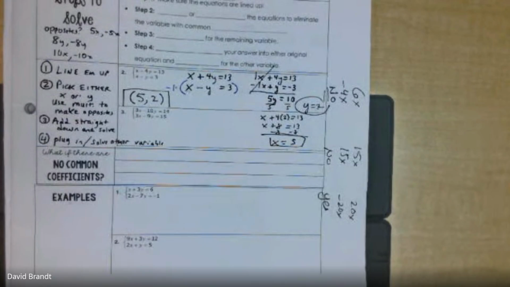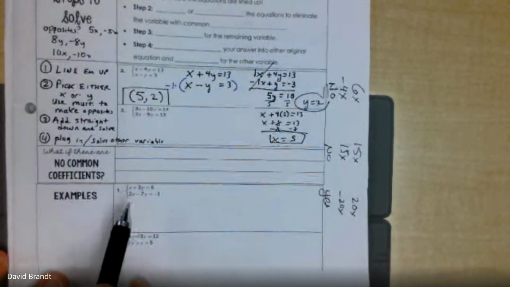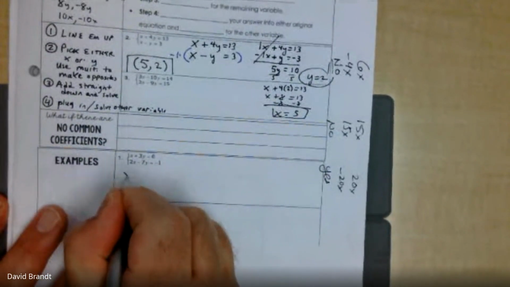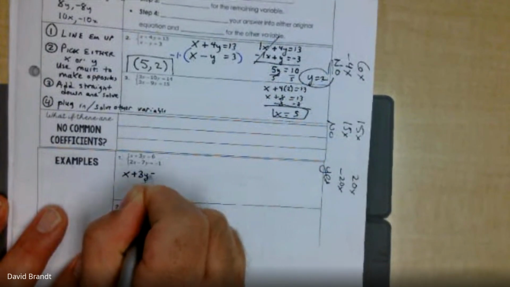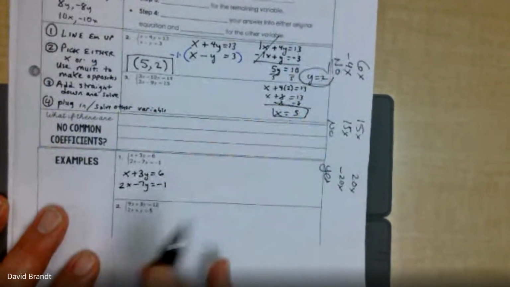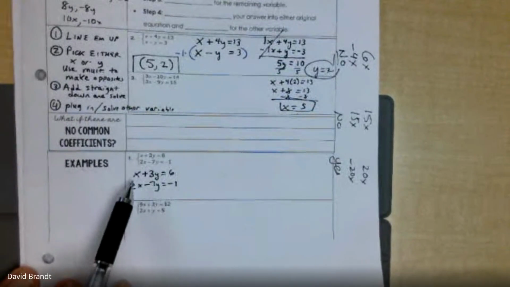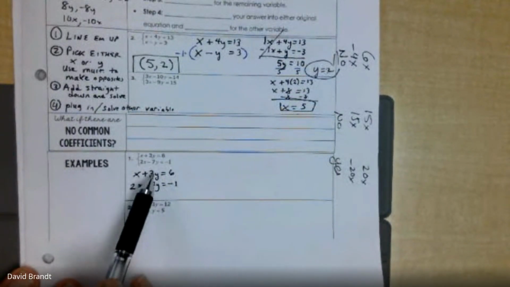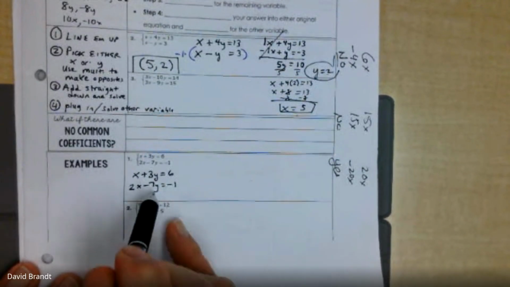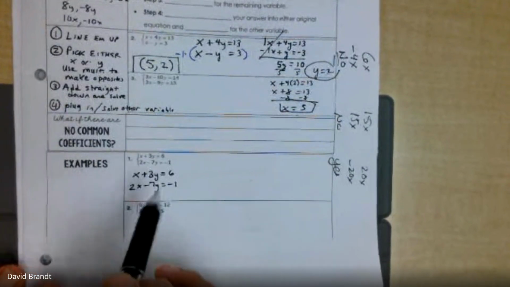All right, let's look at number 1 on page 5. That is awfully small, so I'm going to write that a little bit larger here. x + 3y = 6, 2x - 7y = -1. Now, you can make opposites on the x's or make opposites on the y's. You get to choose. There's no wrong answer. I'm going to make opposites on the y's on this one because I just want to show you how to do it. But you can pick either one.